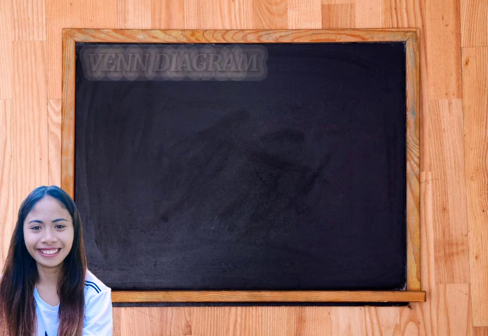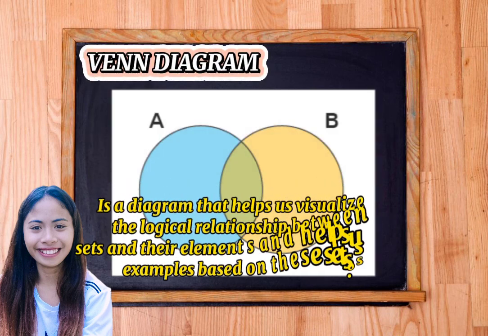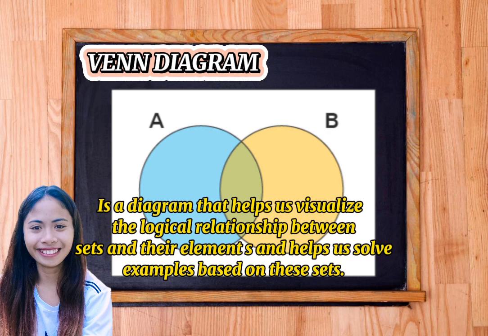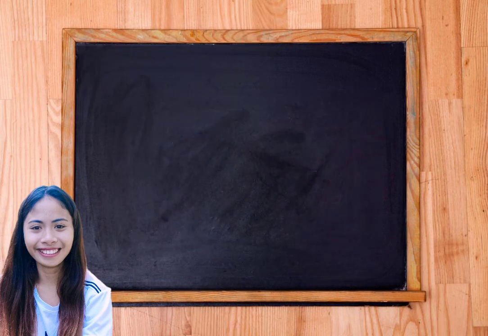What is a Venn diagram? A Venn diagram is a diagram that helps us visualize the logical relationship between sets and their elements and helps us solve examples based on these sets. A Venn diagram typically uses intersecting and non-intersecting circles, although other closed figures like squares may be used to denote the relationship between sets.